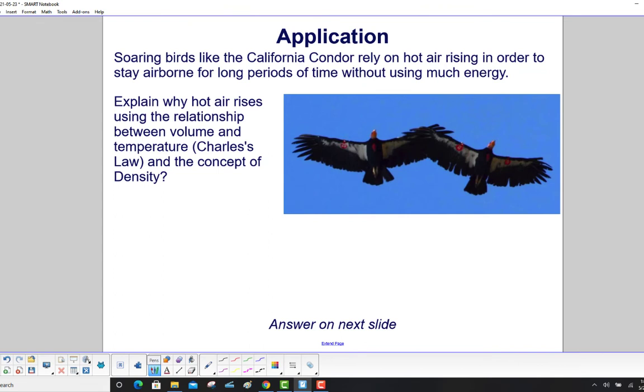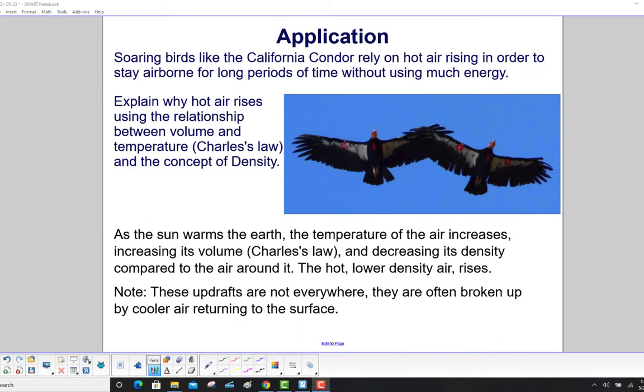Soaring birds like the California condor rely on hot air rising in order to stay airborne for long periods of time without using much energy. Explain why hot air rises using the relationship between volume and temperature, Charles's law, and the concept of density. As the sun warms the earth, the temperature of the air increases, increasing its volume, that's Charles's law, and decreasing its density compared to the air around it.